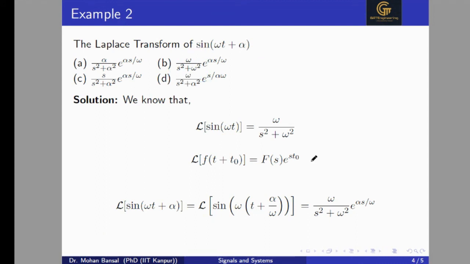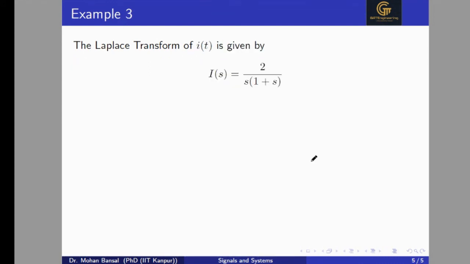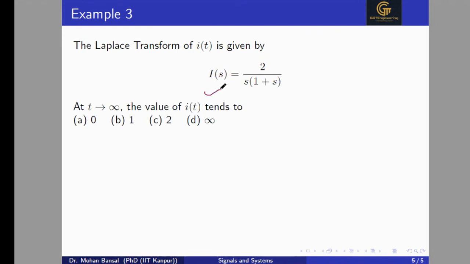Now the third problem. The Laplace transform of i(t) is given as 2 divided by s into (1 plus s), and we have to compute the value of i(t) as t tends to infinity. So this problem is related to the final value theorem.